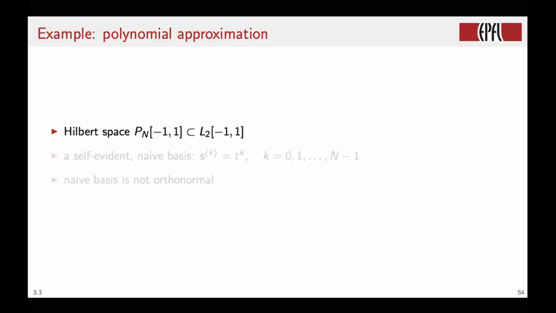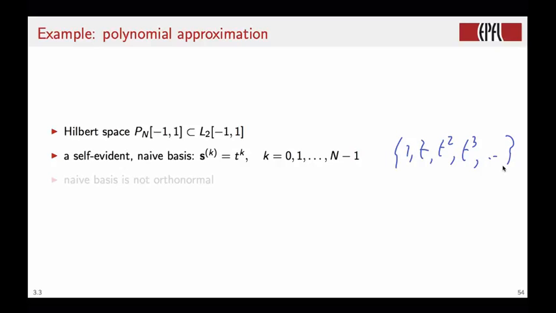Let's look at a very concrete example. It's polynomial approximation. So we go back to our favorite interval -1 to 1. Okay, so for this interval we define a subspace P_N on -1 to 1, which are polynomials up to degree N minus 1 on the interval -1 to 1. Okay, so a basis for this is simply to take as the successive monomials t^k for k going from 0 to capital N minus 1. Okay, so a naive basis here is really 1, t, t squared, t cubed, etc.